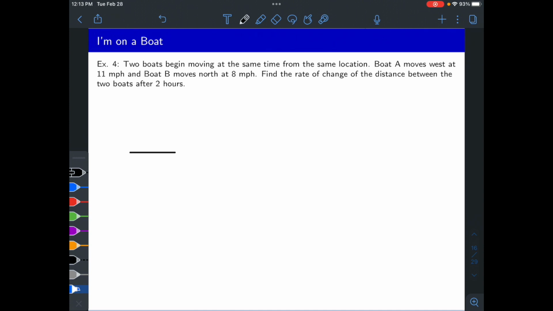All right, so boat A is moving west 11 miles per hour, and boat B is moving north at 8 miles per hour. So we'll call this distance over here A, and then this distance over here, call it B. A represents how much distance boat A has traveled. This represents how much distance boat B has traveled, right? And then we'll call C the distance between boat A and boat B.